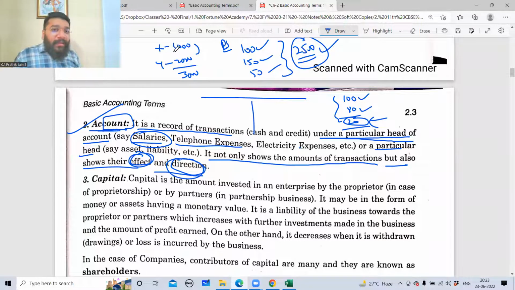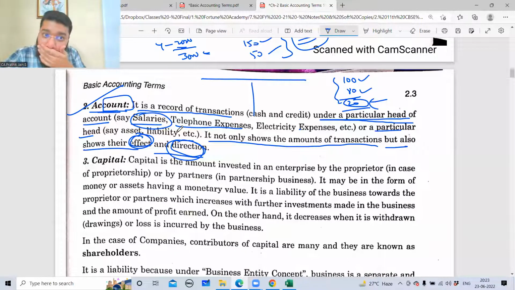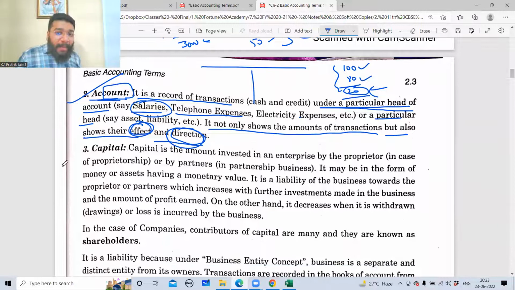Now, guys, 1,000 rupees I paid salary to X, 2,000 to Y. Total is 3,000. So this 3,000 in effect I call it as expenditure. So effect is expense. Direction, it will go to your trading and P&L. Are you able to understand? Niharika, Anani, are you able to follow, ma? Yes, sir.